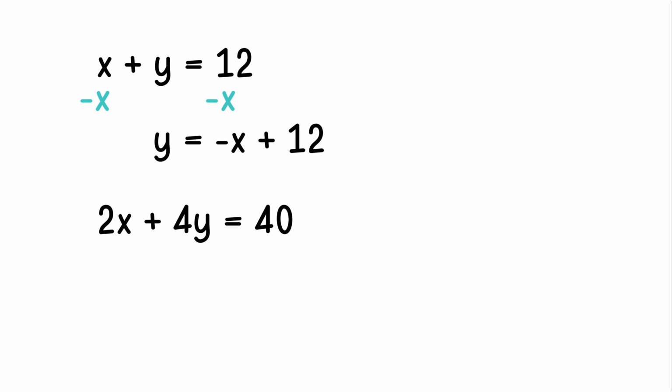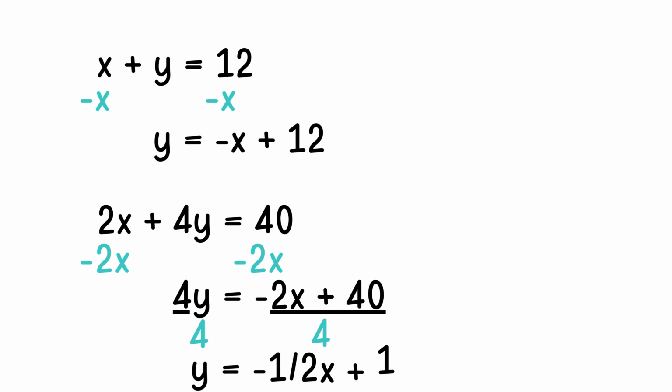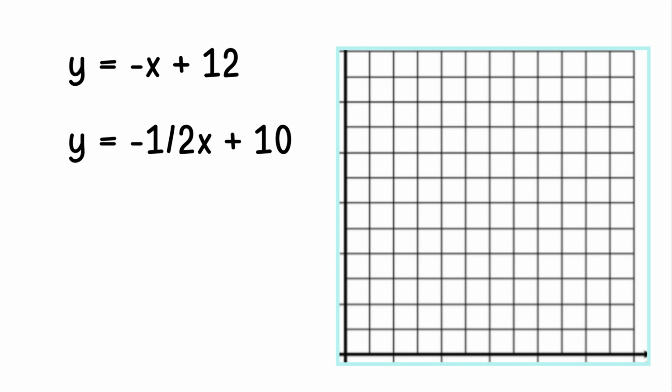Now let's look at 2x plus 4y equals 40. We'll start by subtracting 2x from each side. This gives us 4y is equal to -2x plus 40. And then we'll divide both sides by the coefficient of 4, giving us y is equal to -1/2 x plus 10. Now that we have both of our equations in slope-intercept form, we can graph them.